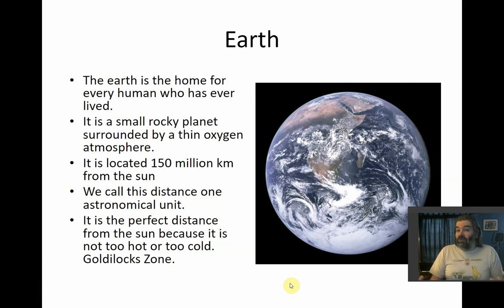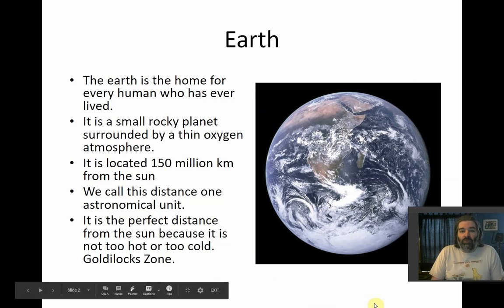Downside, it's not always going to be the Goldilocks zone. As the sun grows, it gets warmer, and in about 150 million years, Earth is actually going to be out of the Goldilocks zone, which is why it might make sense for us to be somewhere else before the oceans get too hot and boil off.